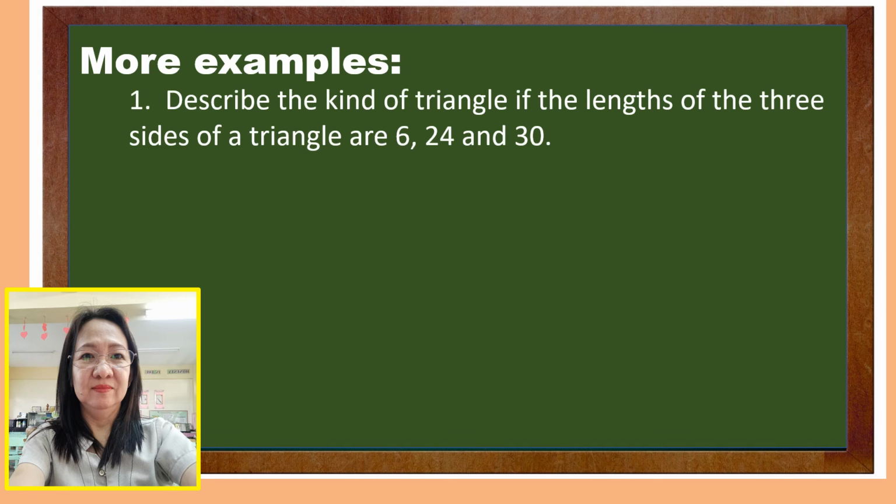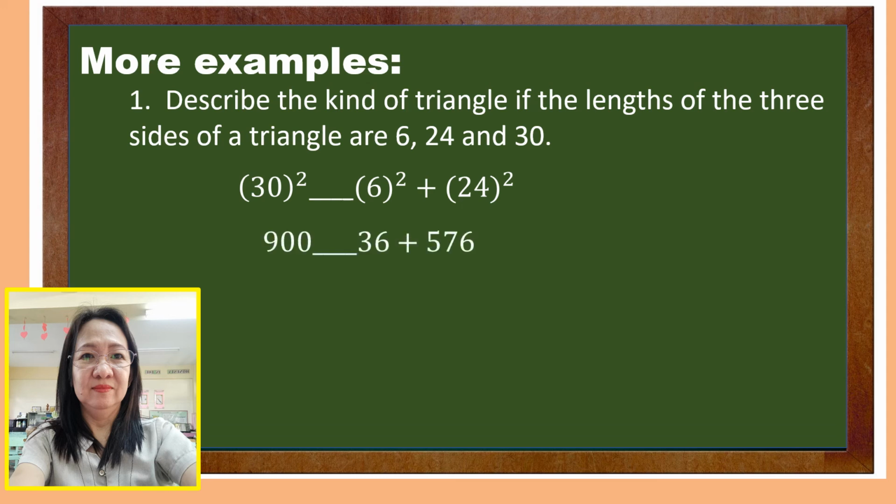For you to understand it clearly, let us have more examples. Describe the kind of triangle if the lengths of the three sides of a triangle are 6, 24, and 30. Which is our longest side? That is the hypotenuse, and that is 30. So the square of 30, blank, 6 squared plus 24 squared.